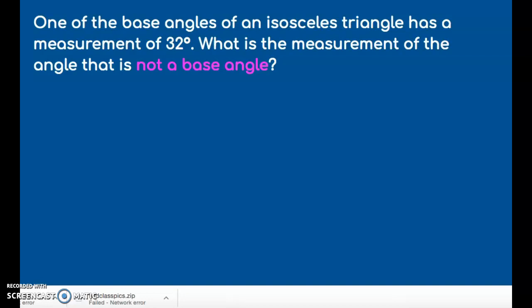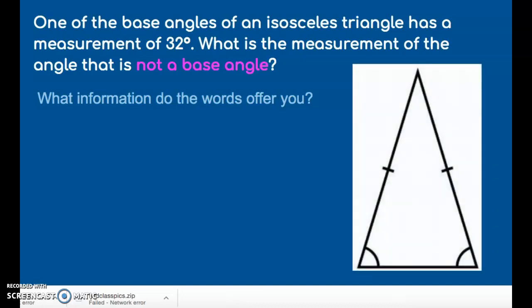One of the base angles of an isosceles triangle has a measurement of 32 degrees. What is a measurement of the angle that is not a base angle? What information do the words offer you? Pause and think about it before you move on. Well, we know it's an isosceles triangle, and this is marked to show you what you know about an isosceles triangle. Here are the base angles, which are congruent. If one is 32 degrees and they're congruent, so is the other.